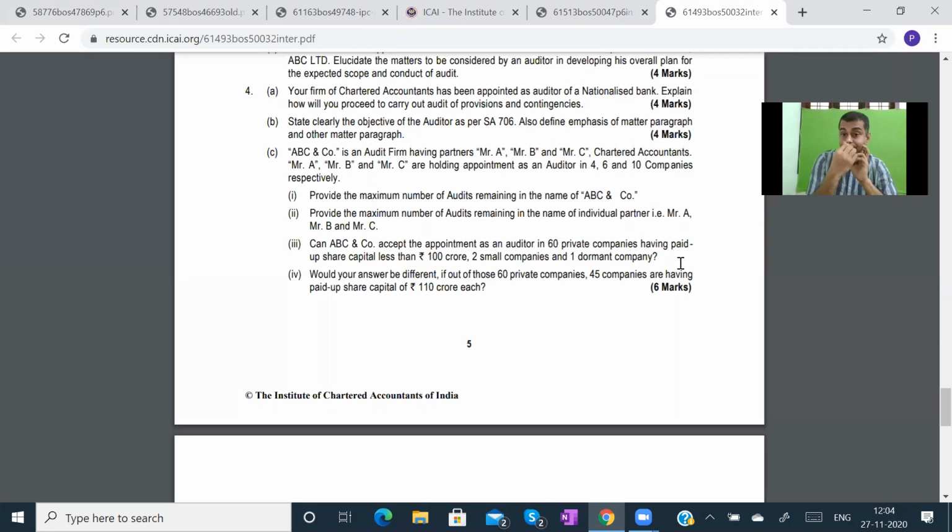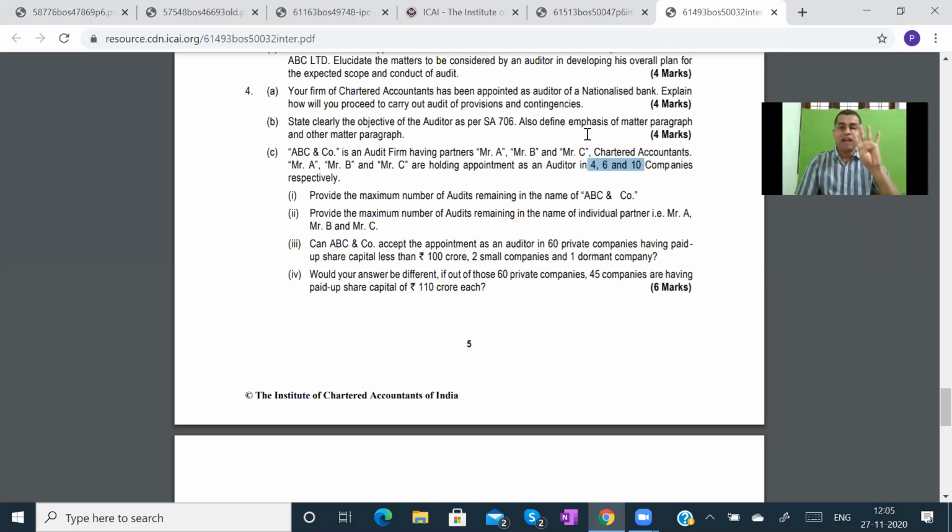Next, continue. Would your answer be different if out of those 60 private companies, 45 companies are having paid up share capital of 110 crore each? Yes, because if 45 companies are added, already these 3 partners put together have 10 plus 6 plus 4, 20, no? So they can add only the remaining 40. 45 they cannot add.